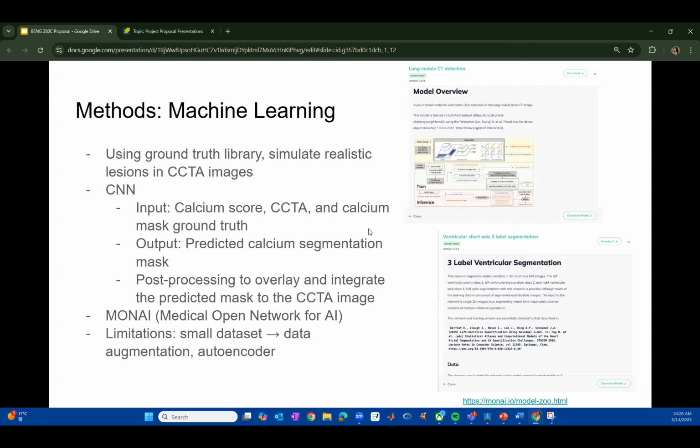So we're planning to work from the Medical Open Network for AI, or MONAI, which is an open source library of models for medical imaging tasks. So two examples that use a convolutional neural network that we're looking at are this lung nodule CT detection model, and then this ventricular segmentation model. And so we're thinking that both of these examples could offer a good starting point to write a model for our specific purposes.